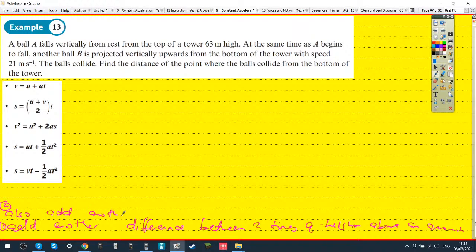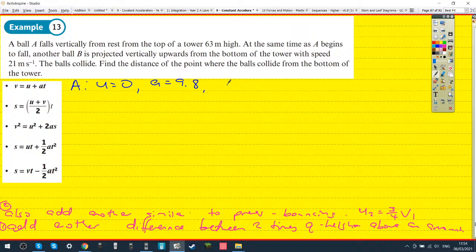So for this we need two SUVAT equations. One for ball A and one for ball B. Okay, so for ball A you'd have it at rest, so the initial velocity U is 0, S is 63, and A is minus 9, or just 9.8. So U is 0, A is 9.8.